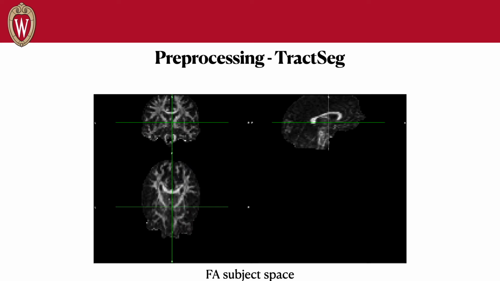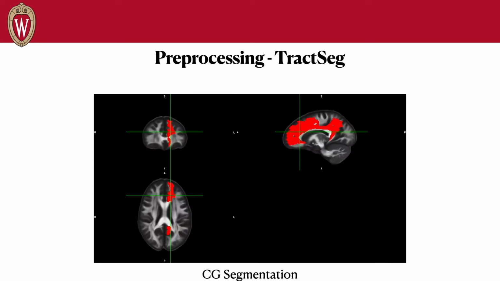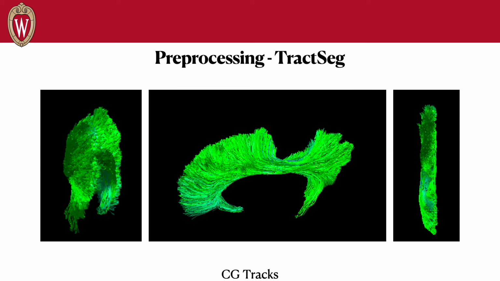This is an example of the FA image in subject space. This is the mask of the CG segmentation after TractSeg. Finally, these are the tracks of CG.